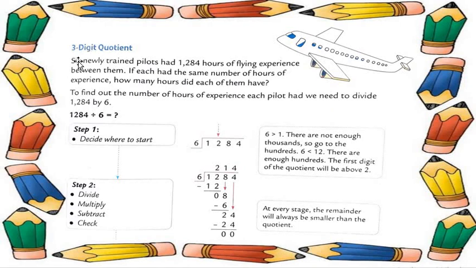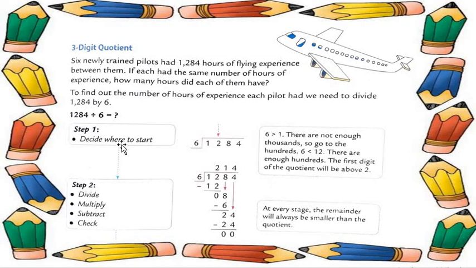How many trained pilots here? New pilots, 6. But how many hours? 1284. So what to do? 1284 divided by 6. One by one we do all the steps, all students.